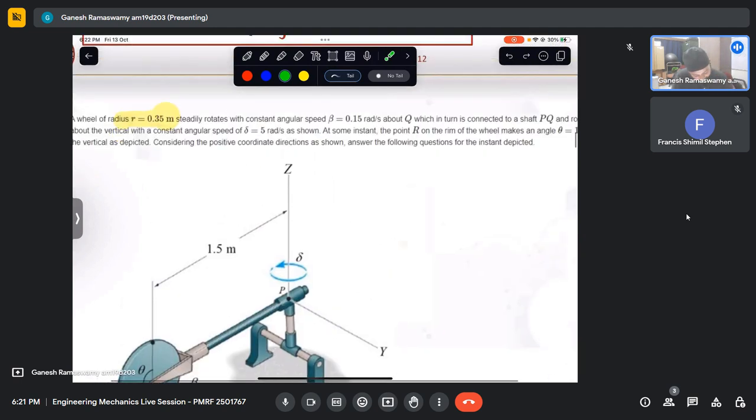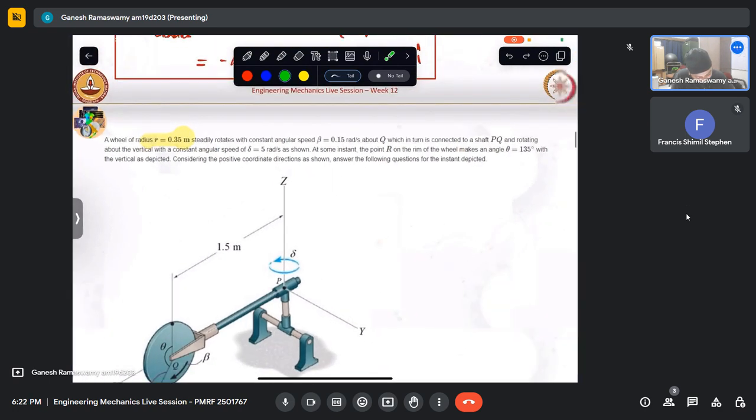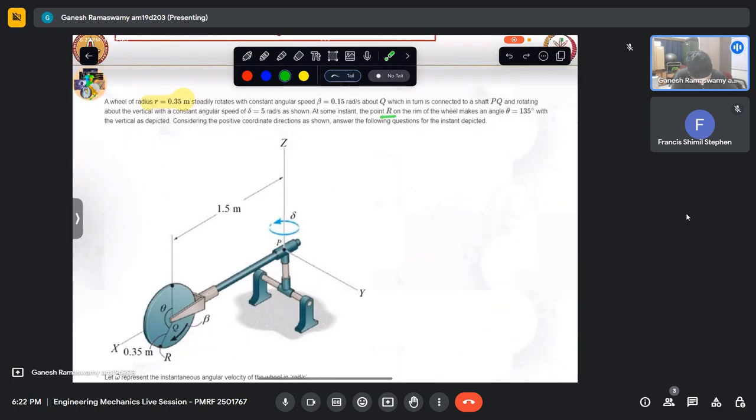At some instant, the point R on the rim of the wheel makes an angle theta of 135 degrees with the vertical as depicted. So we have the vertical, and this is at 135 degrees. Why is this theta given? Basically to find out the position vector of that point. Considering the positive coordinate directions as shown, X is here, Y is here, X cross Y is Z. So this follows the right-handed coordinate system.